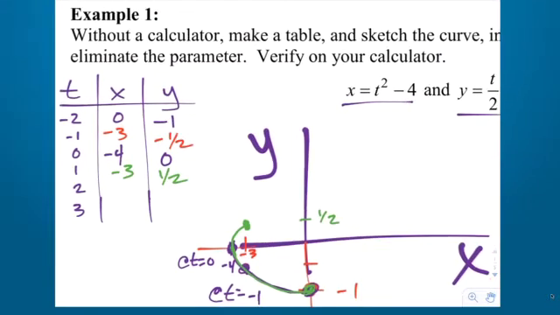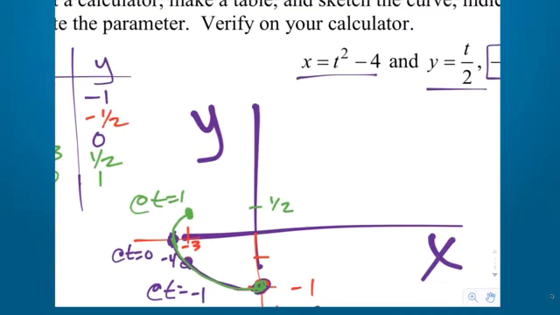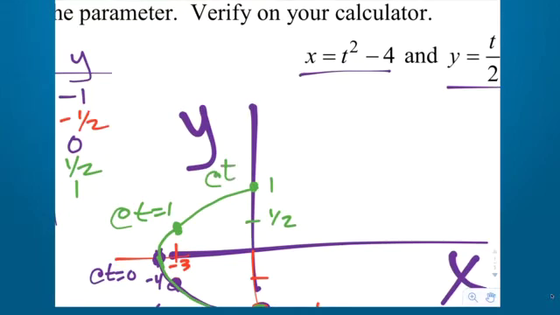At 2, let's see where it's at. Let me finish labeling that. t equals 1. Okay, so at t equals 2 seconds, which is actually 4 seconds after we started, we get (0, 1). So now it's back up here. That's at t equals 2.